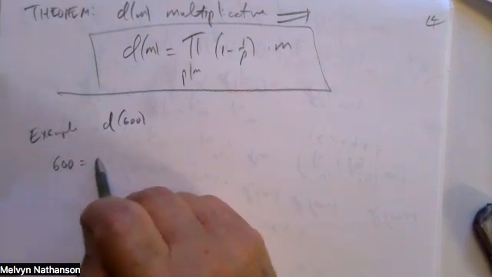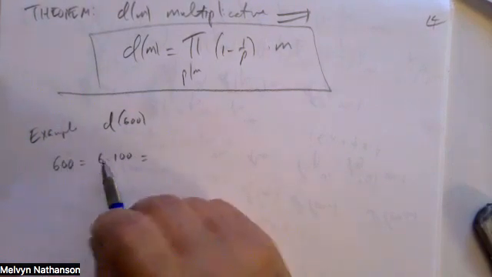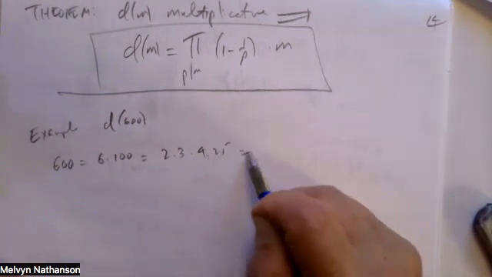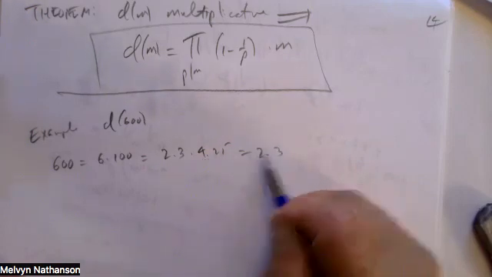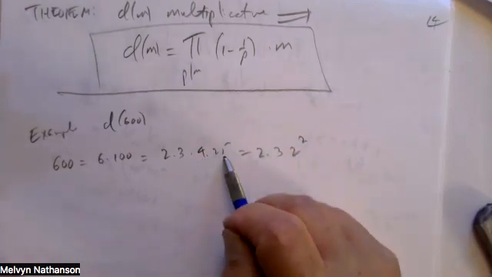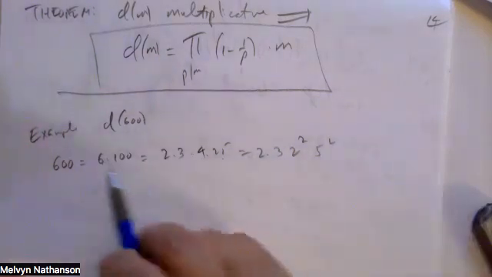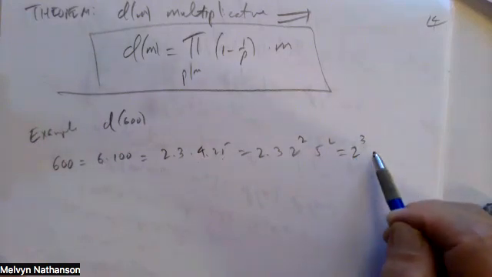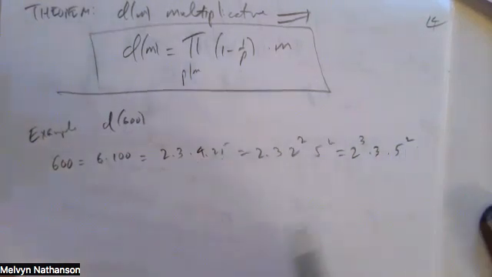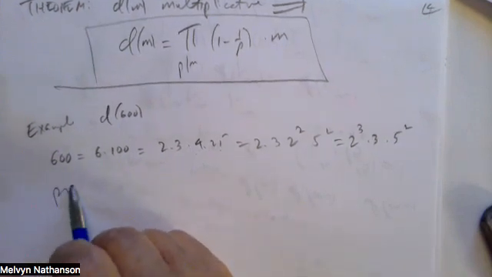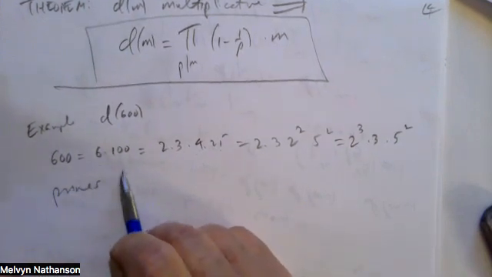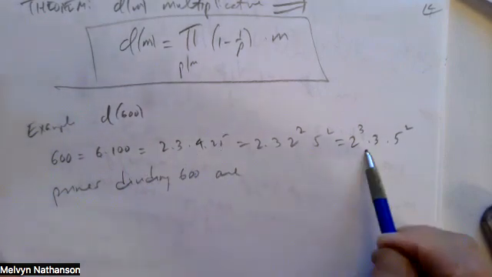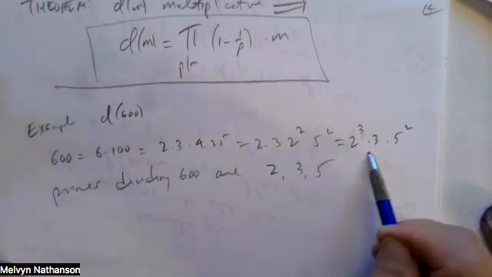So 600, let's see, that's 6 times 100. 6 is 2 times 3. 100 is 4 times 25. 4 is 2 squared, and 25 is 5 squared. So if you write the prime factorization of 600, this is 2 cubed times 3 times 5 squared. The primes dividing 600 are 2, 3, and 5.